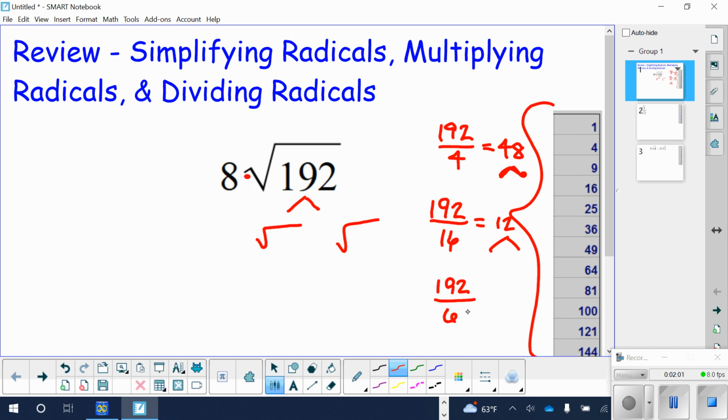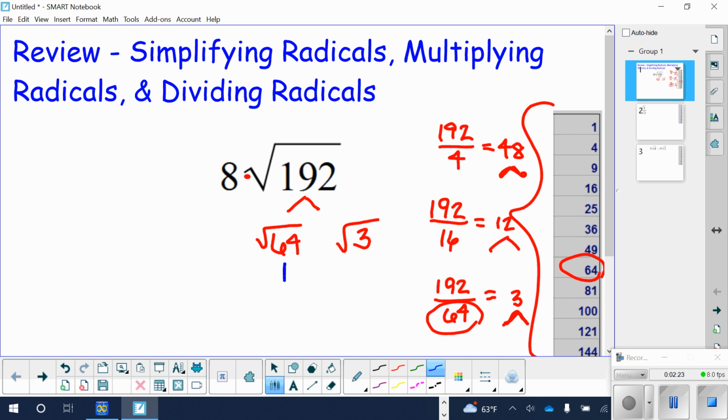Next one is 64. So 192 divided by 64. That one gave me 3. Now, I think we might have our biggest number here because 3 isn't going to factor down anymore. So I think 64 is the biggest number off the white list, or the perfect squares, that divides into 192. So 64 goes in there 3 times.